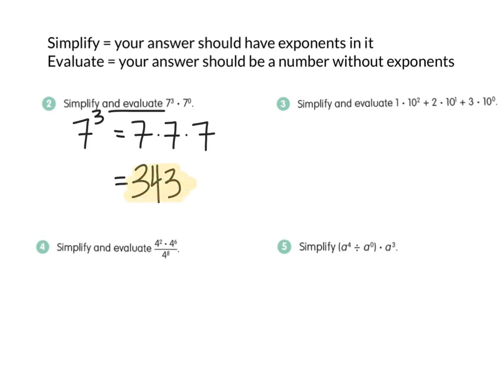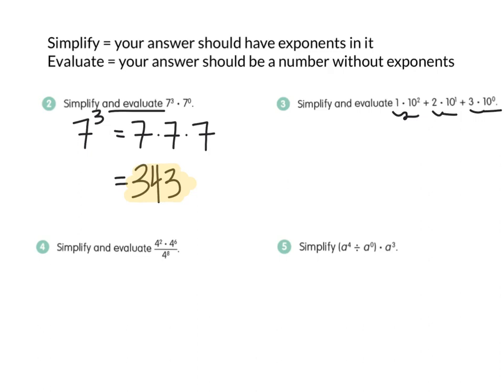Let's take a look at the next one. Number 3 over here says simplify and evaluate. 1 times 10 squared plus 2 times 10 to the power of 1 plus 3 times 10 to the power of 0. According to PEMDAS, we have to multiply before we add, so we are going to simplify this part and this part and this part here, and then we're going to add them together.